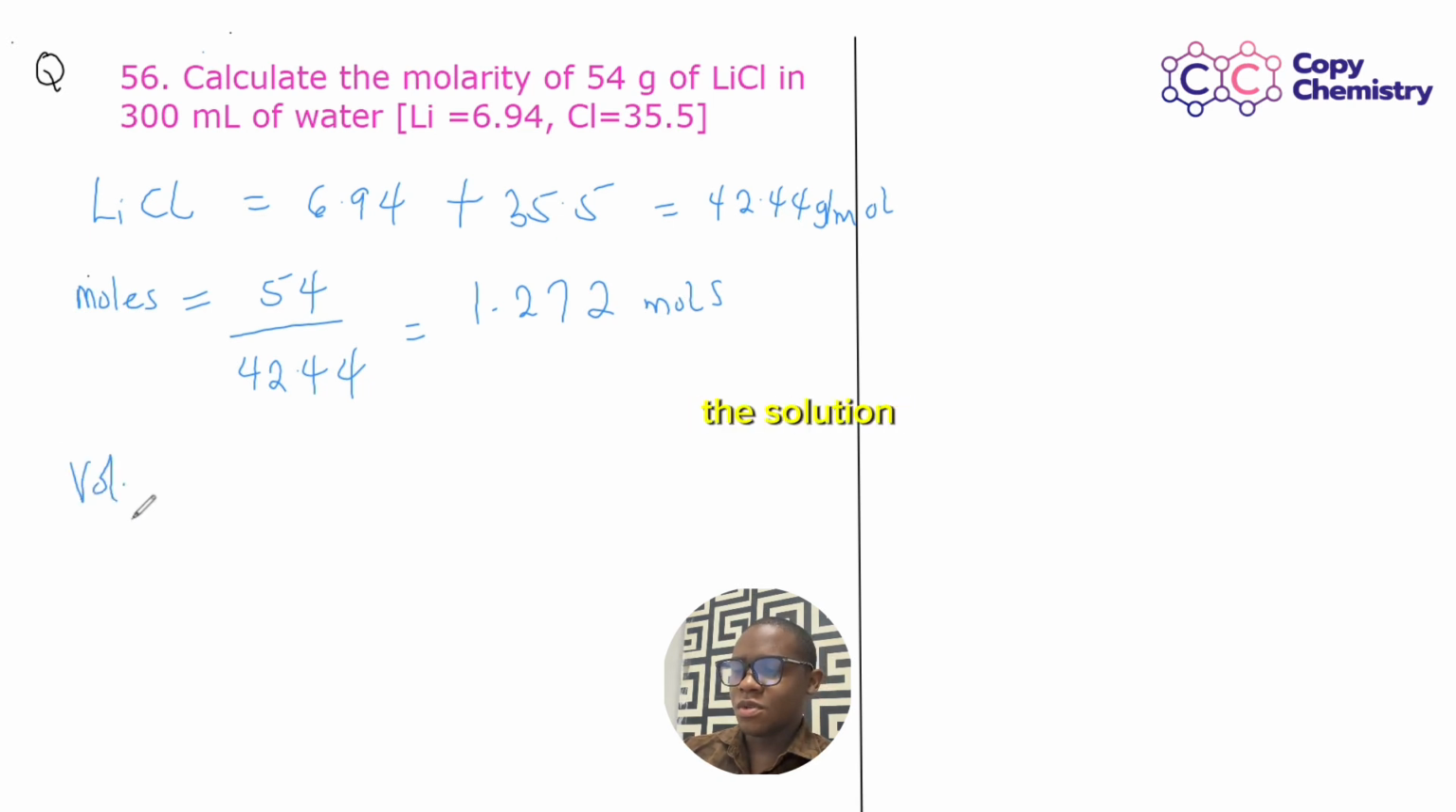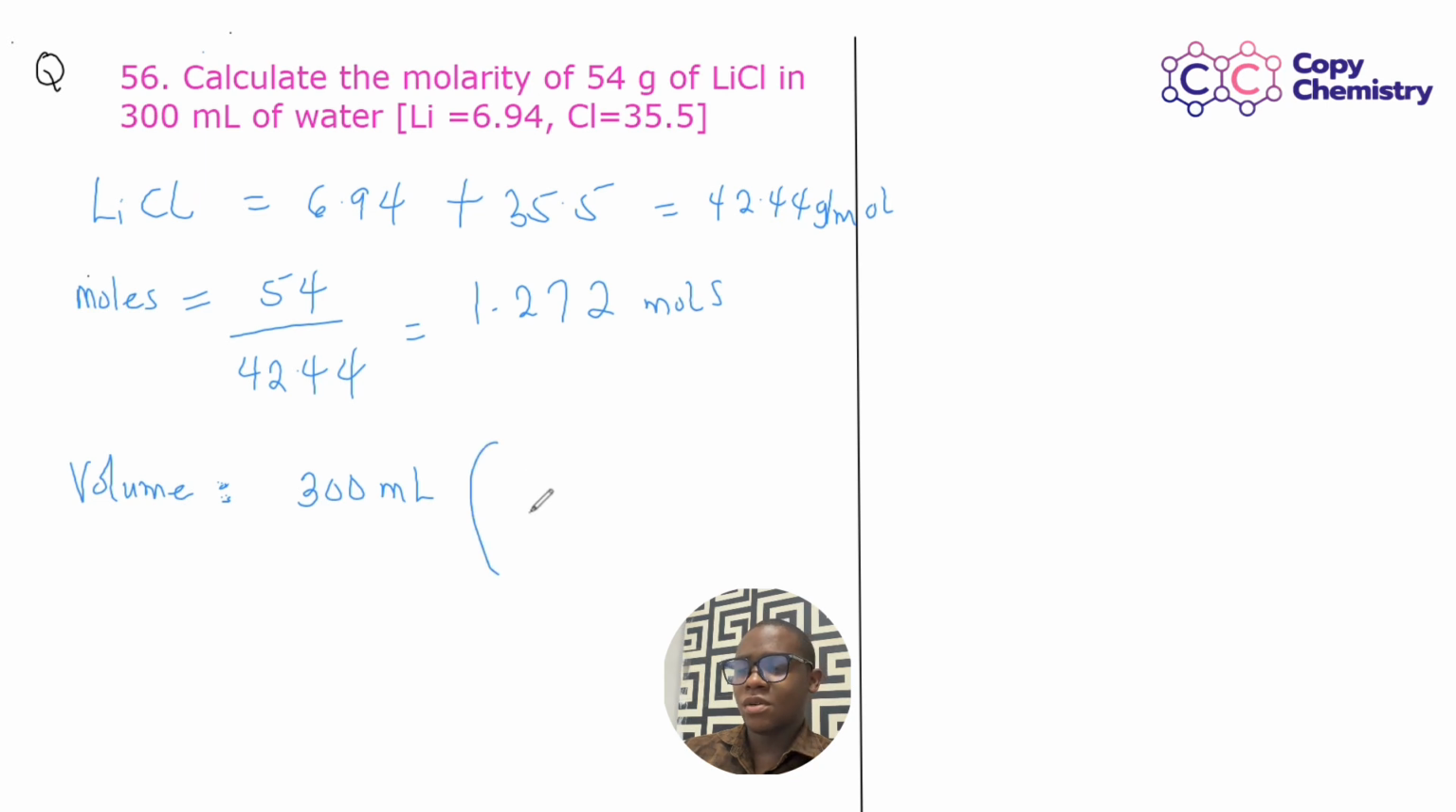Now, what's the volume of the solution? By the way, just like we explained in the previous video, question 55, when you drop the lithium inside, the water is your solvent, right? But then when you drop it inside, you form a solution. So what we're saying here is that the volume of the solution is basically the volume of the solvent in this case, because the solute is not a really large stuff. It doesn't really affect the volume, it just dissolves in it. So we have the volume of the solution to be 300 ml.